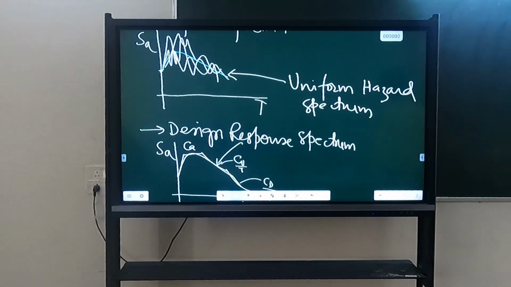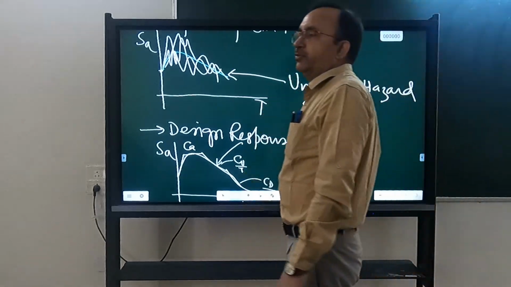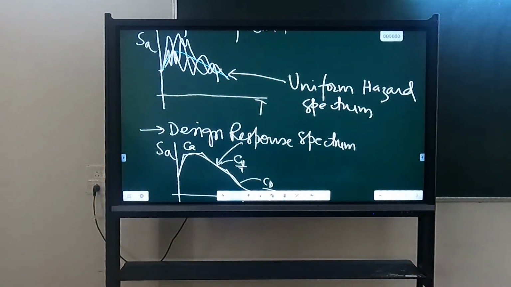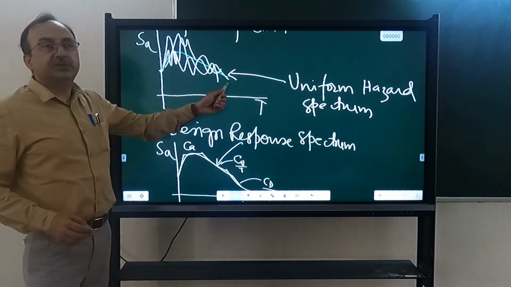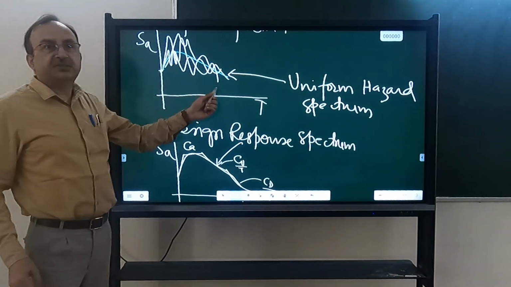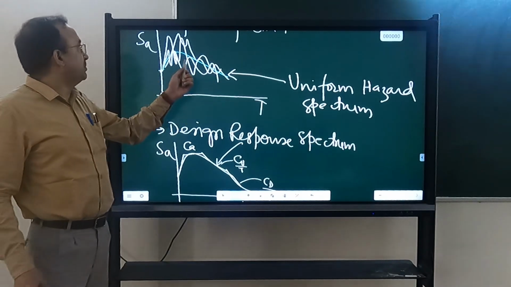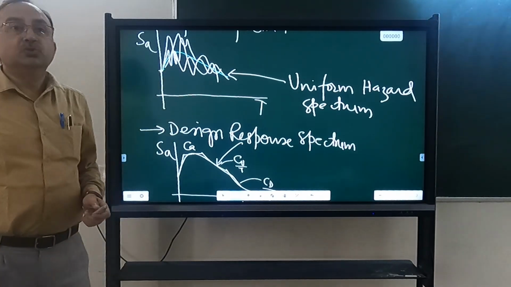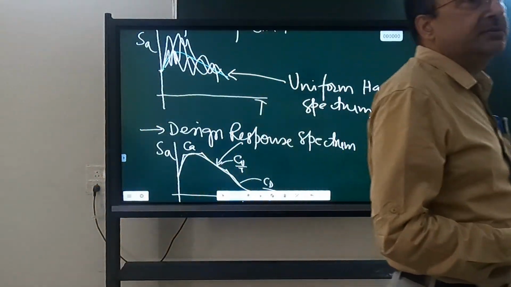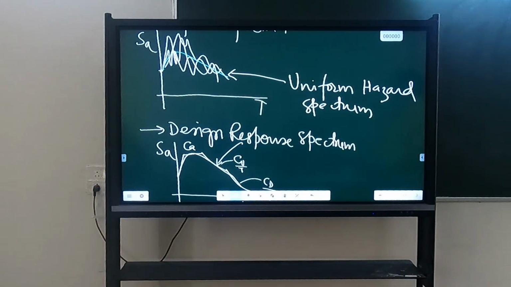But in the US now they have a lot of data, they have a lot of confidence about the shape of this, they have done some exercises. So they have now gone one step forward and they are using the uniform hazard spectrum or smoothened response spectrum directly. That is the alternative they are taking.